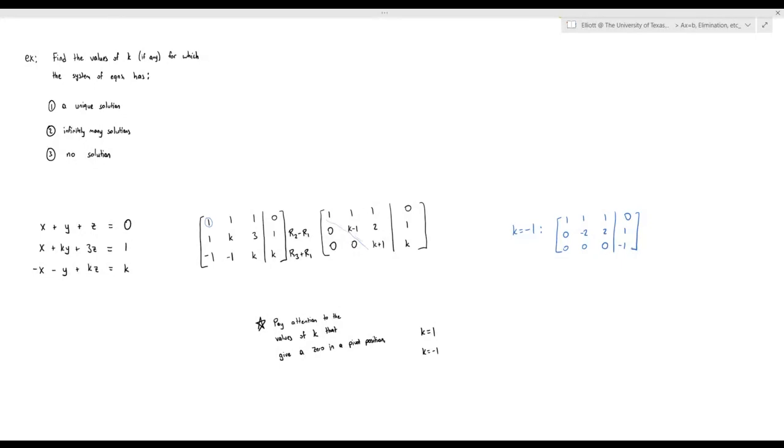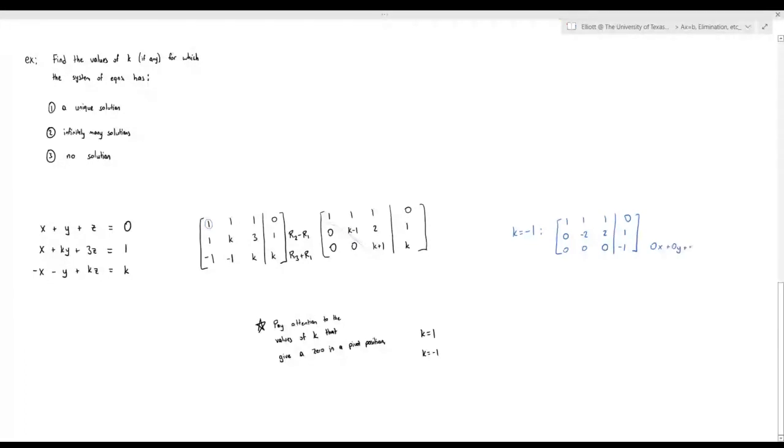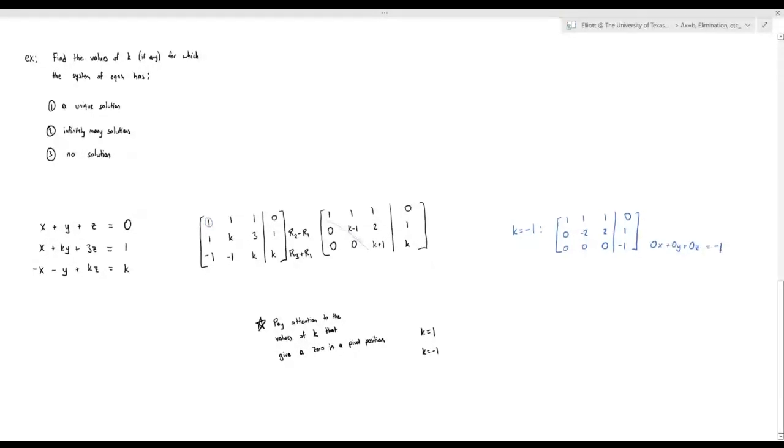So in this case, that last row is telling us 0x plus 0y plus 0z must equal -1. So clearly this is a situation where you have no solution, okay? Generally speaking, anytime you have no solution, when you do your elimination, you'll get something of the form 0 equals something non-zero, like this here. That's the clear sign that you have no solution.